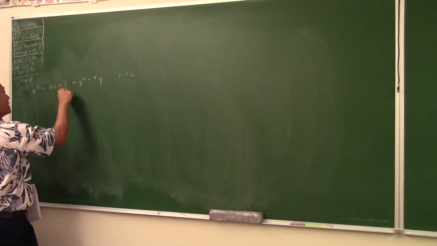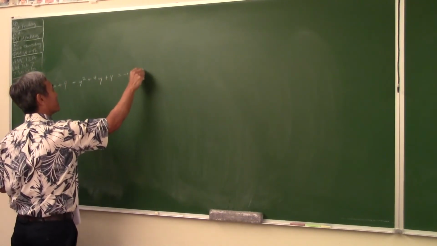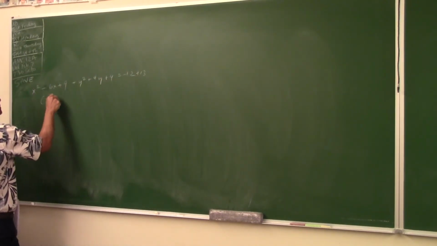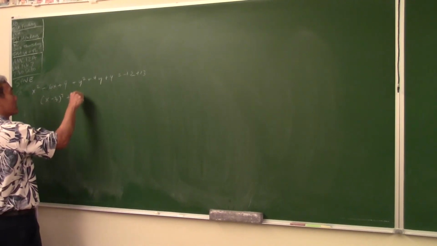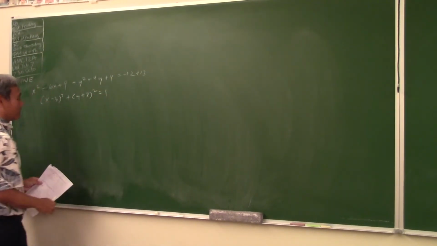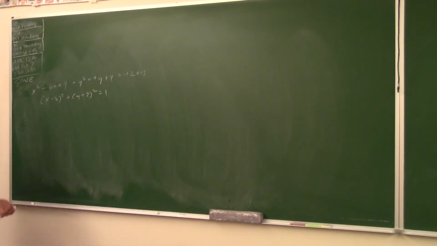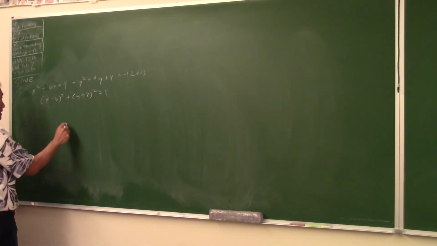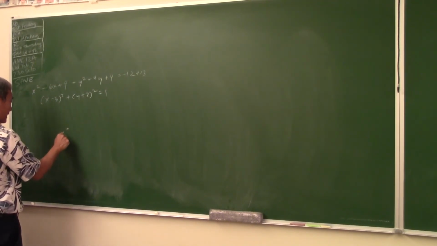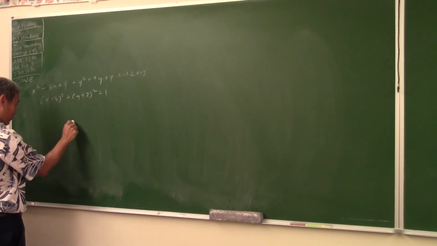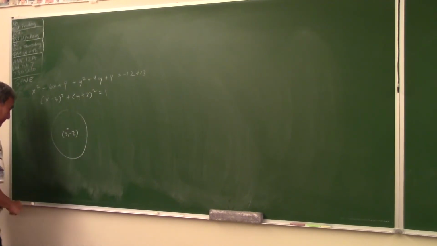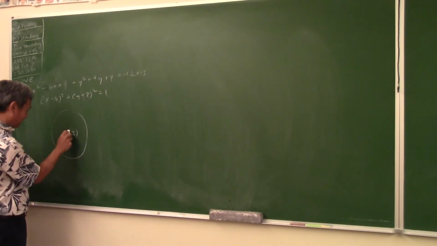What do I have to add there? 9. What do I add there? 4. So I got to add 13 here. So you got x minus 3 squared plus y plus 2 squared is equal to 1. So the center of this circle is at 3, negative 2, and the radius is 1. It helps to draw a picture in this event, you know.